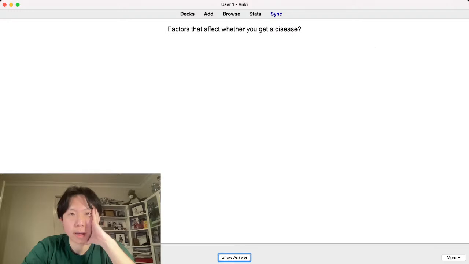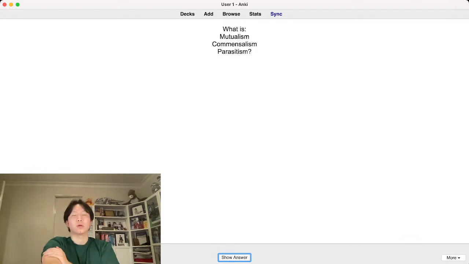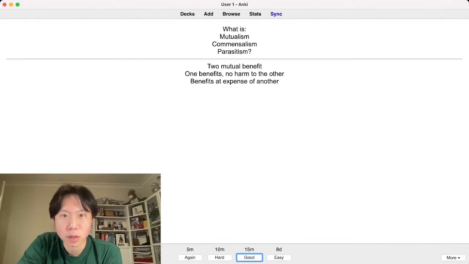Factors that affect, like age. No, it doesn't really matter. What is mutualism? I think you both benefit. Commensalism, one benefits with no harm to the other. Parasitism, one benefits at the expense of another. Okay.